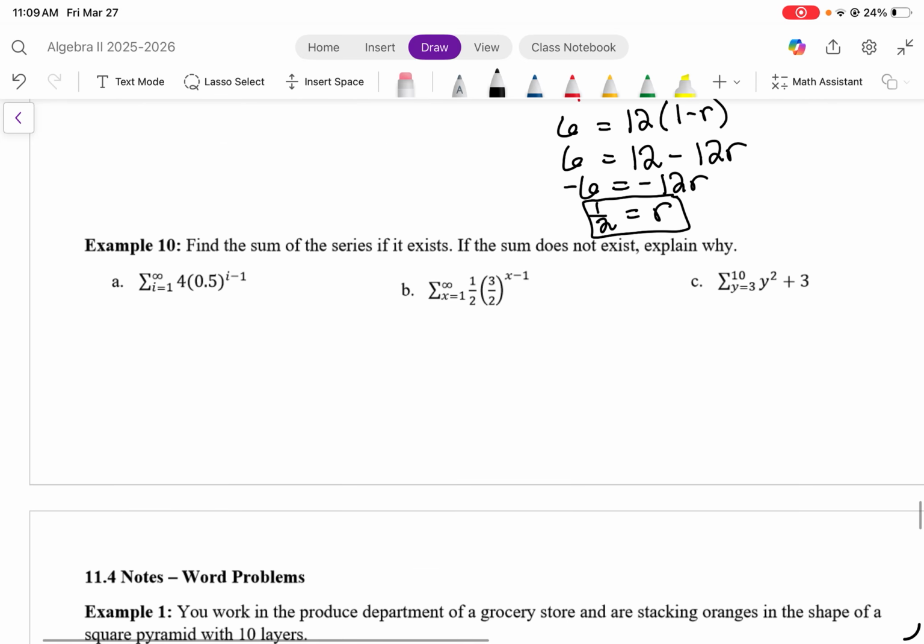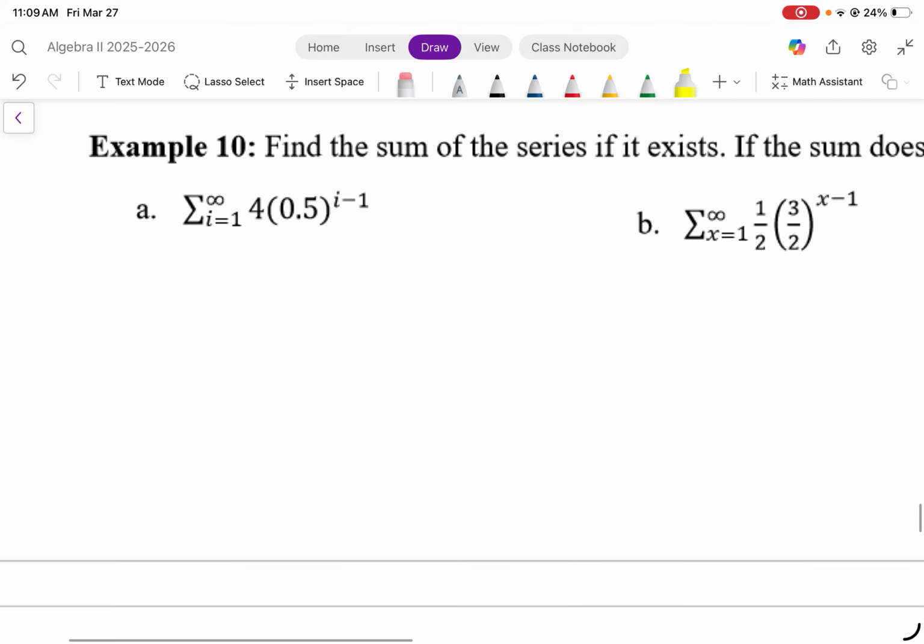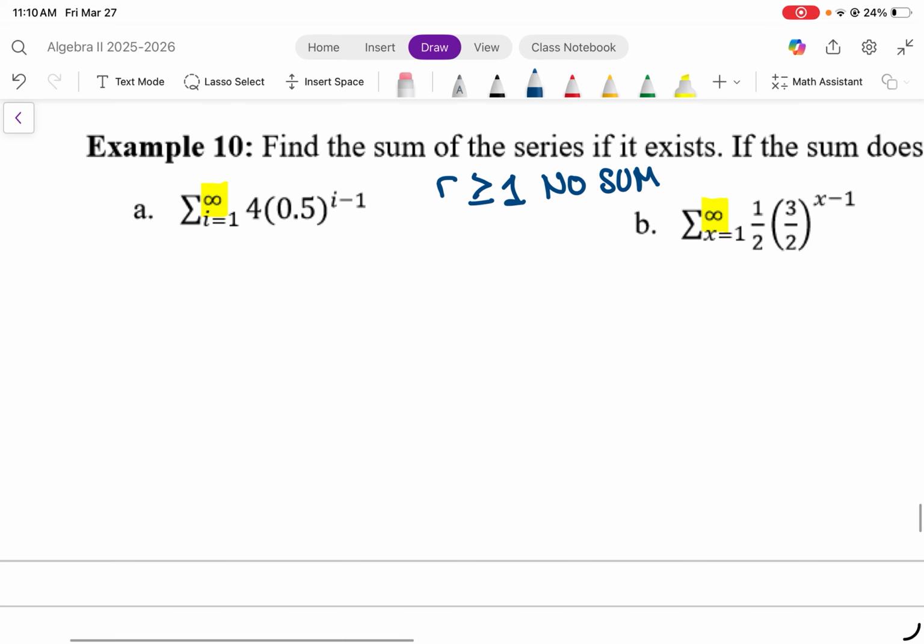Okay. Then the next part, they want you to find the sum of the series if it exists. So if the sum does not exist, explain why. So if we look at the first two, they are both going to infinity. So that means we're using that infinite sum of our geometric series equation that we used in our last example. But we also need to keep in mind that our r value, if it is greater than or equal to 1, there is no sum. Because if the numbers keep getting bigger, it's impossible to keep adding them and get a definitive answer. If r is less than 1, then we can use the equation to find the sum.